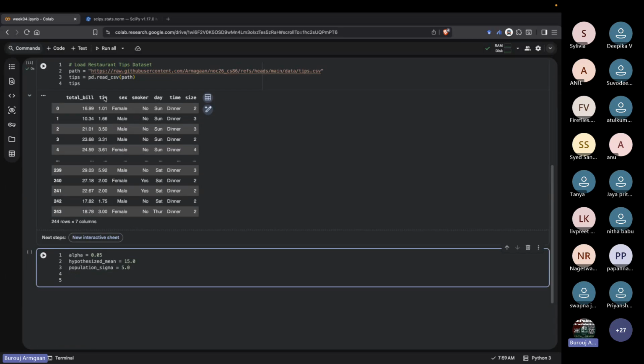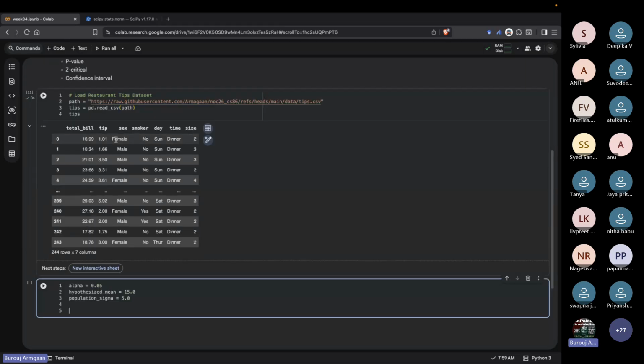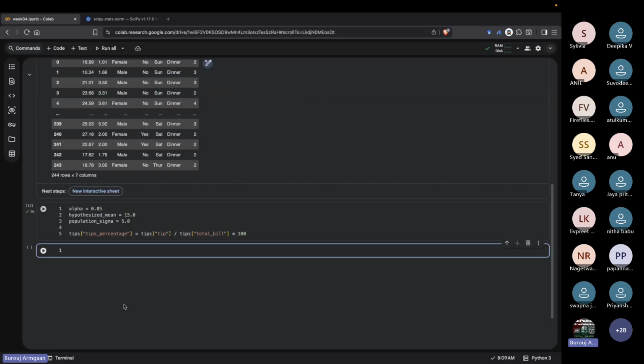Since our tips data set does not have a percentage column, let us create a percentage column. We can say tips tip percentage is equal to tip divided by the total bill. You divide and you multiply it by 100 to create a percentage. Okay, so this is the information that we already have.